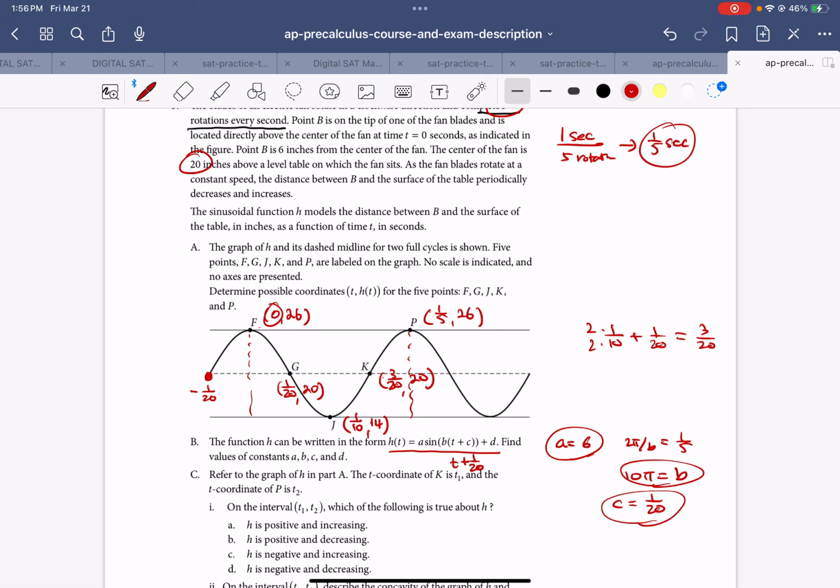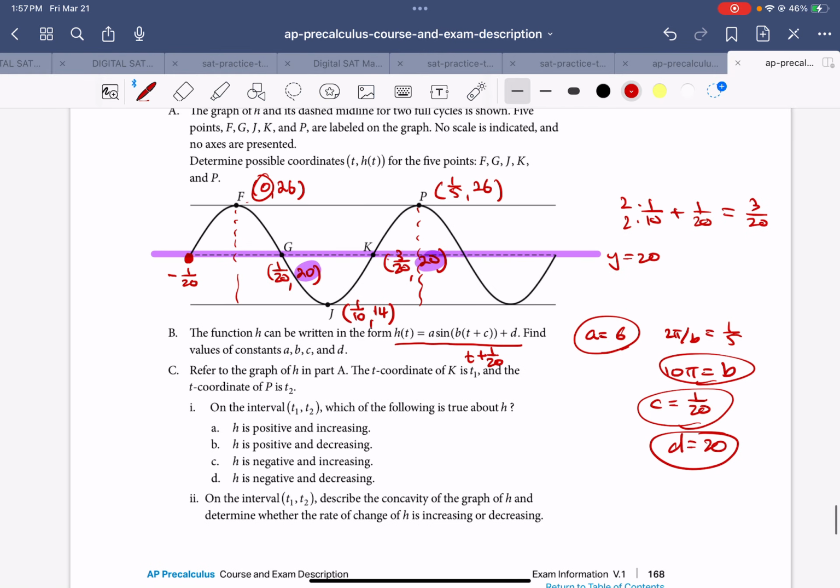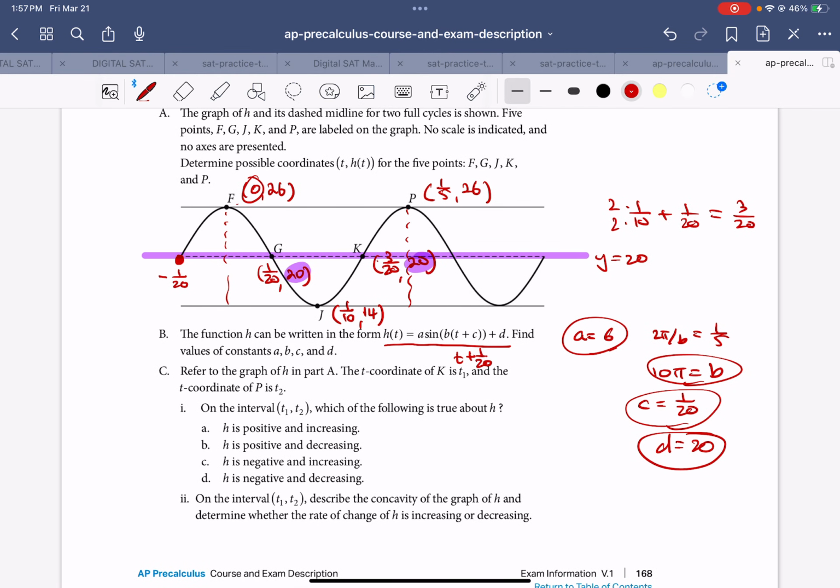And now what is d? D is the center line, right? The center line is obviously 20 here, right? So that line here is y equals 20. So the d value is 20. Okay, so that's the final answer for the B portion: a, b, c, d. Let me just quickly check. Yeah, that's the correct answer.